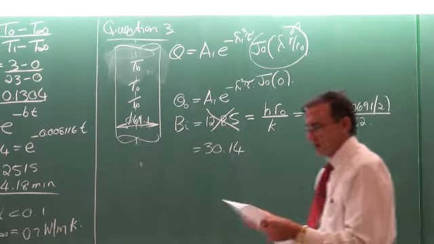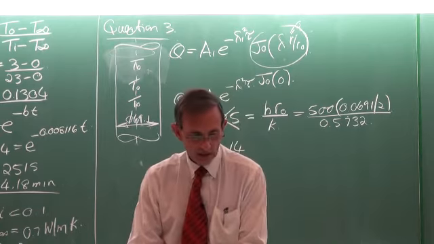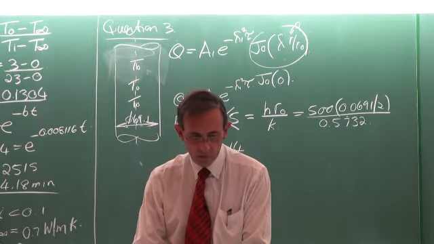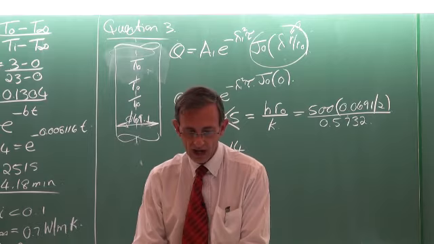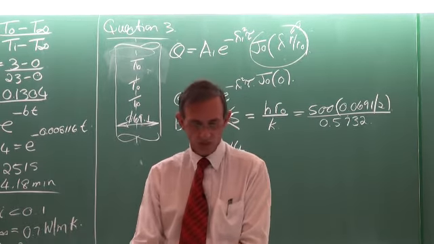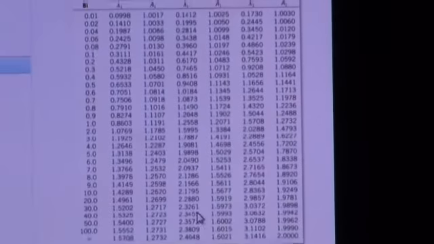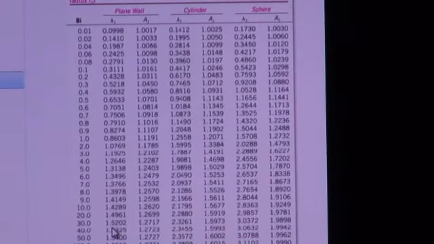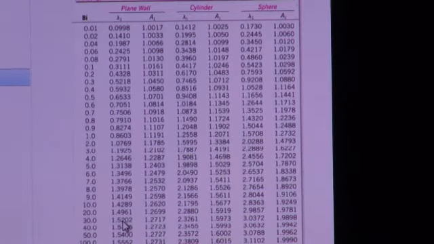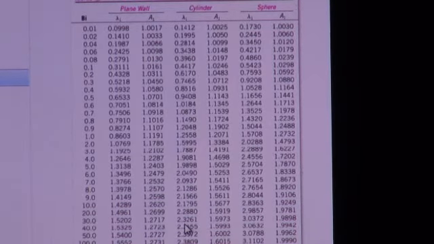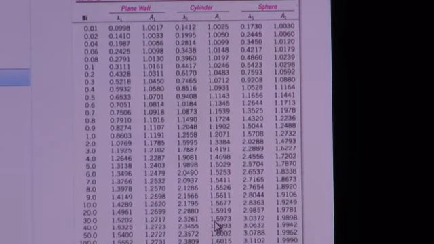That is the Biot number, and if we now want the lambda and the A for the Biot number, we can get them from table 4.2. So at a Biot number of 30.14, there we look at it. Be very, very careful that you do not take the values for the plane wall or the sphere. So there we can see they are about 2.3261 and 1.59732.